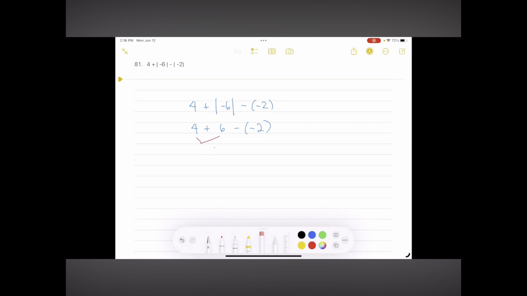We do addition and subtraction from left to right. So first we look at 4 plus 6, which equals 10. Bring down the rest of the equation, so now we have 10 minus negative 2. When subtracting integers, we add the opposite. So now we have 10 plus 2, which equals 12. And we box the answer.